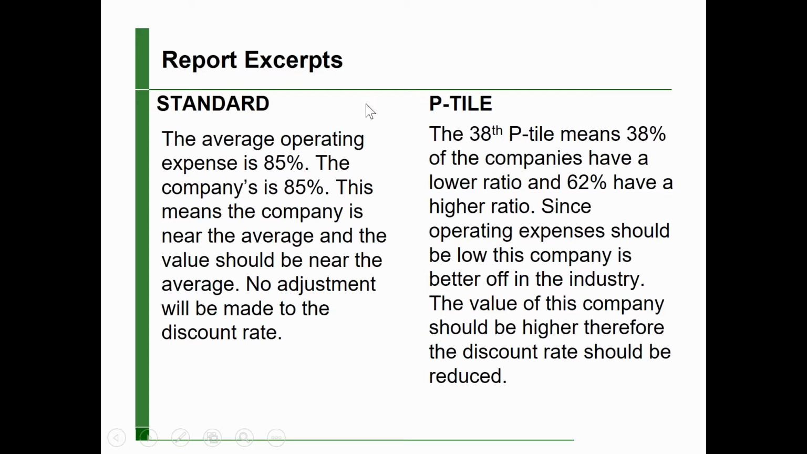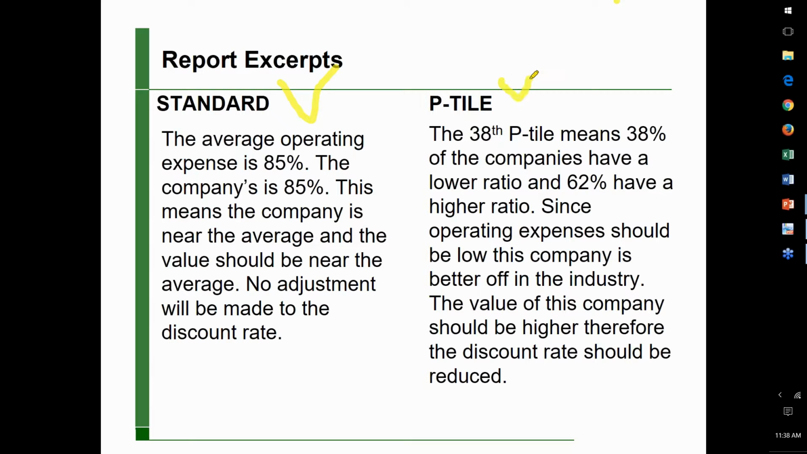Which sounds better to you? If you're using the standard database, you say something like this. The average operating expense of this company is 85%. The average industry is 85% as well. This means the company is near average and the value of the company should be near average, and no adjustment will be made to the discount rate or to the multiple. It's an average company.